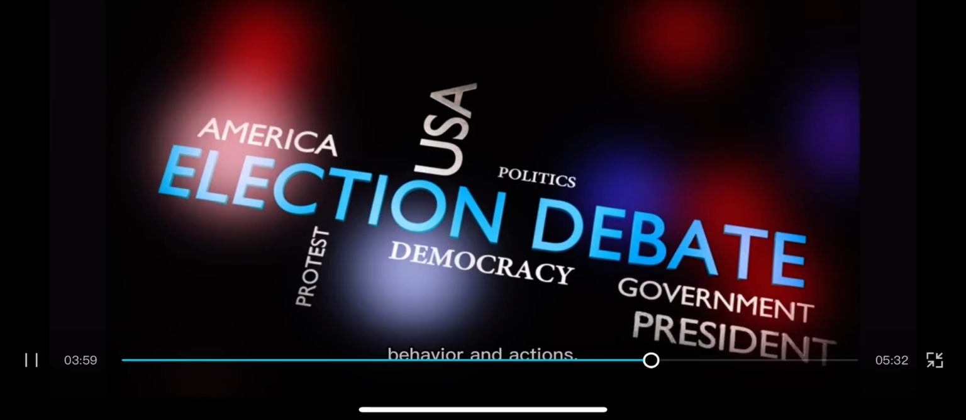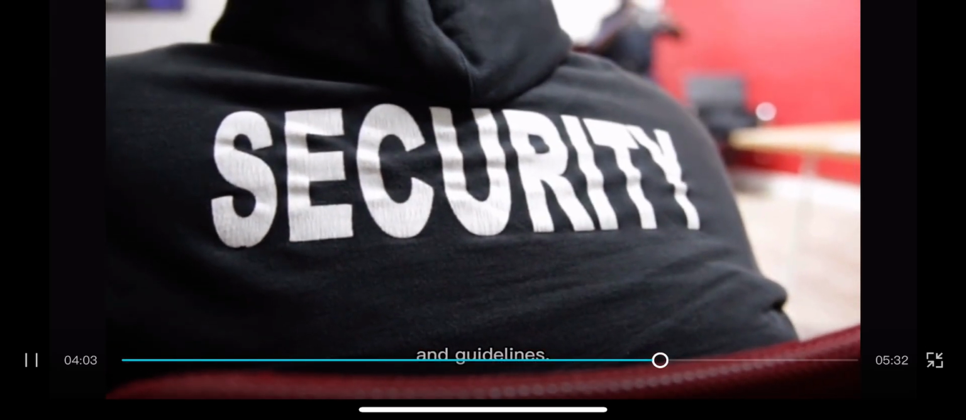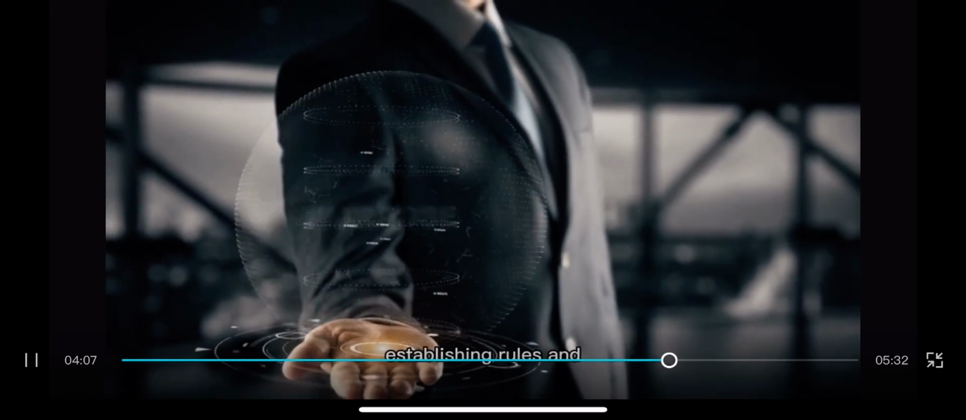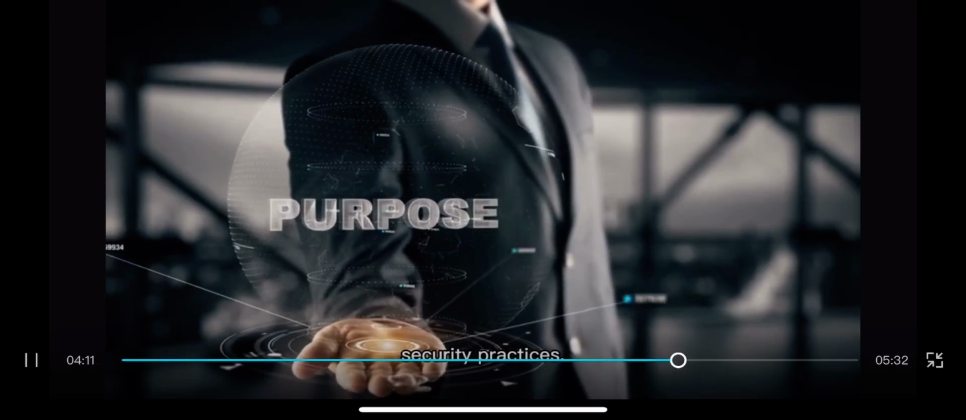Directive controls. Definition: controls that set forth requirements or expectations for behavior and actions. Examples: security policies, procedures, and guidelines. Purpose: to guide and influence behavior by establishing rules and expectations for security practices.